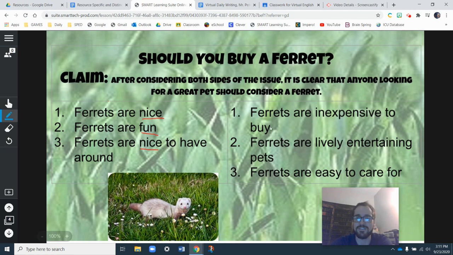Ferrets are inexpensive to buy. This is a good specific reason. It's very clear. Inexpensive. That's a really jazzy way of saying it's cheap.